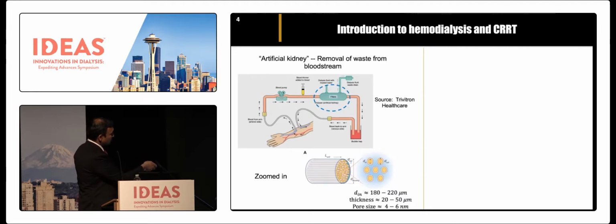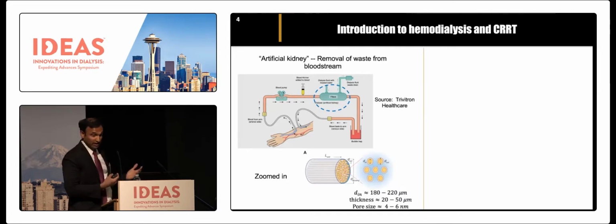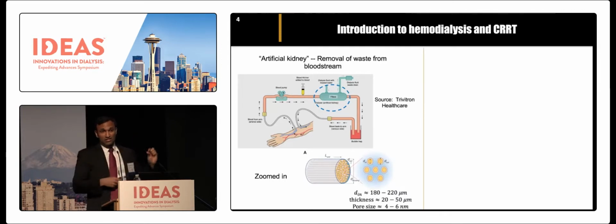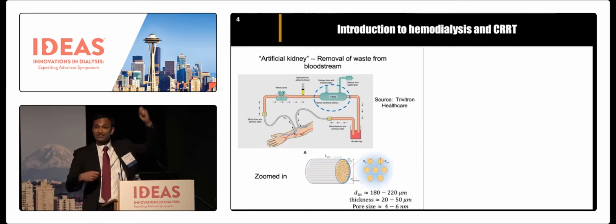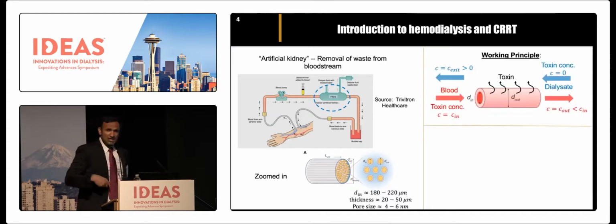It's a unit operation. Basically, it's just like a cylindrical casing with hundreds of hollow fiber membranes. The hollow fiber membranes are typically about 180 to 220 microns in diameter. The thickness of the wall is about 20 to 50 microns. And these membranes are slightly porous. They have a pore size between 4 to 6 nanometers, which allows solutes to pass through the membrane, which allows you to remove toxins.